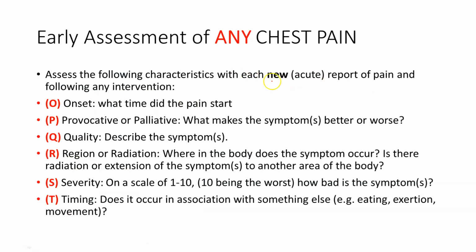Pain is going to be big for us when we talk about CAD, ACS, MI. So again, we just review. Make sure that you are following up with the onset, provocation, quality, region/radiation, severity, and time. You guys, time is going to be really important if you're talking neuro for stroke or if you're talking cardiac for MI. And severity is a big deal. Okay?